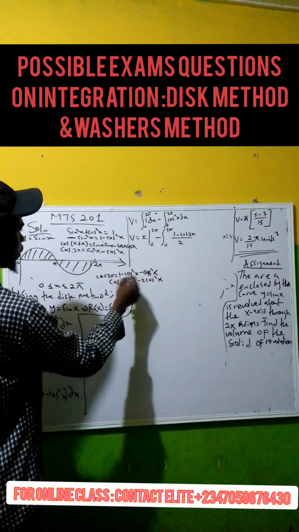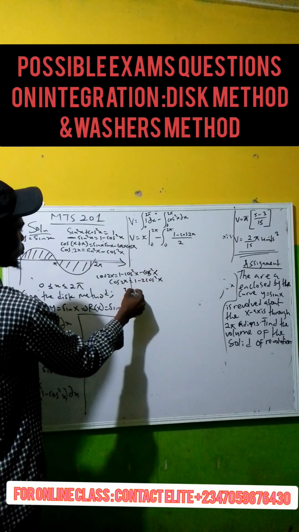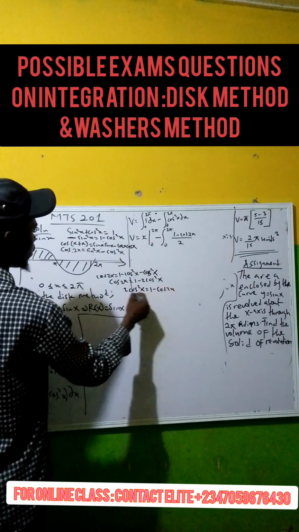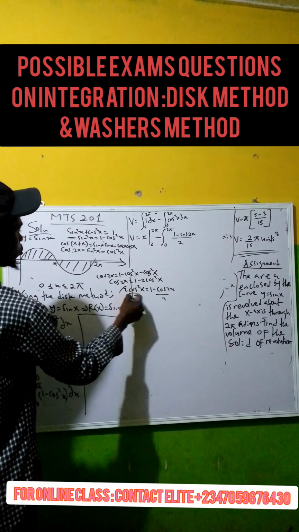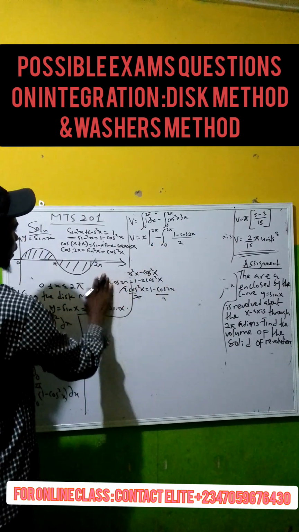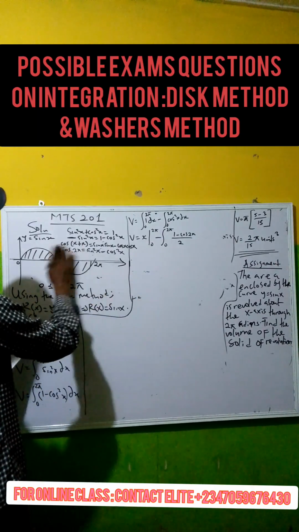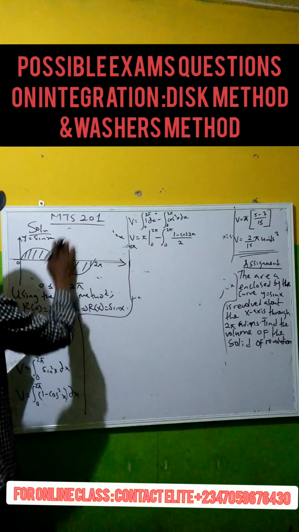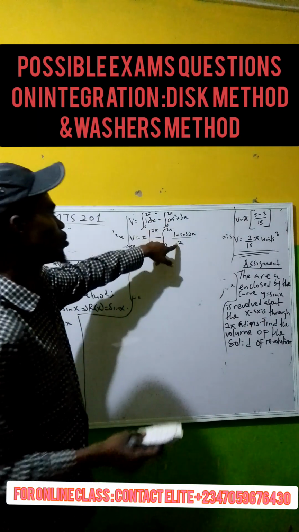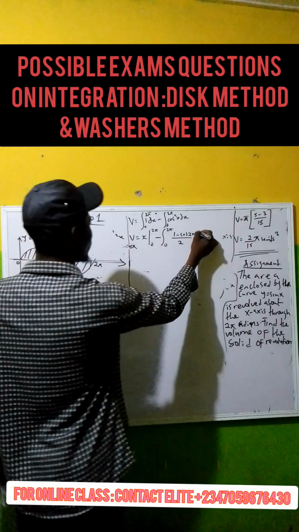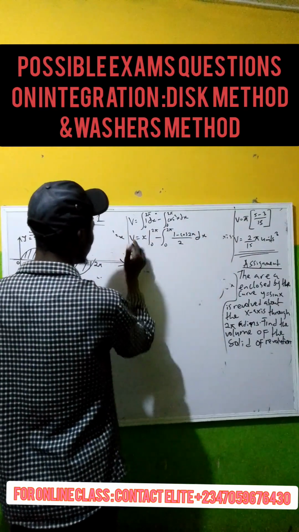At the end of the day, I'm going to be having this. That will be cos square x equals 1 minus cos 2x divided by 2. So you'll be left with this one. So that is how I came about it. In case you are asking how I knew that cos square x is also the same thing as 1 minus cos 2x over 2, we are still proceeding in our solution.